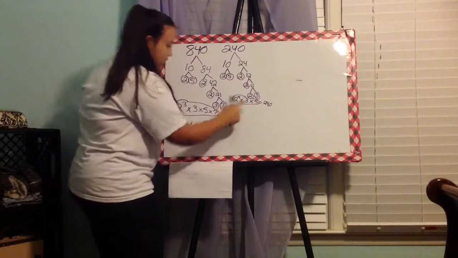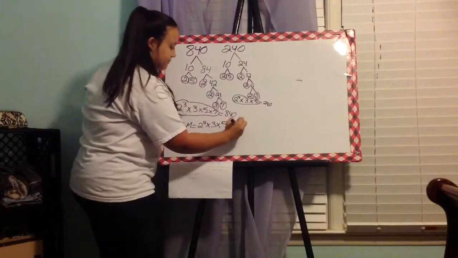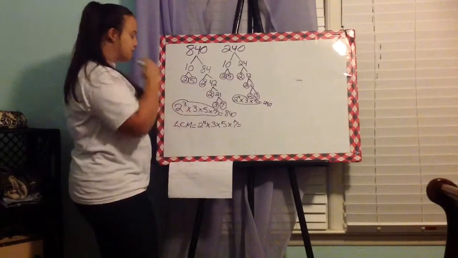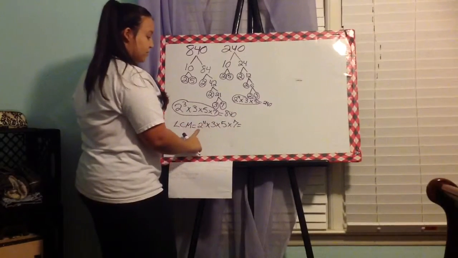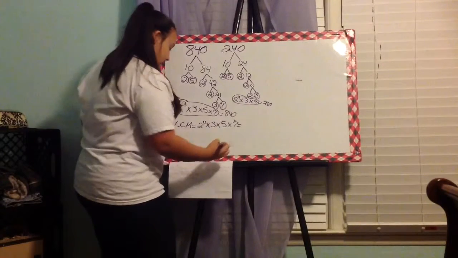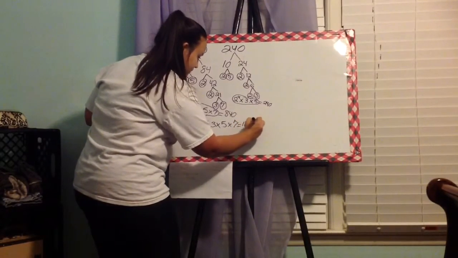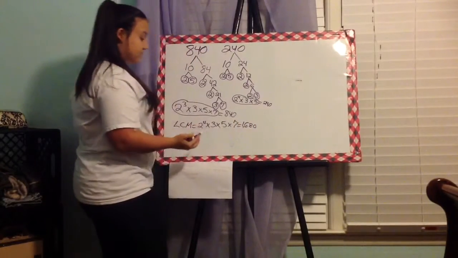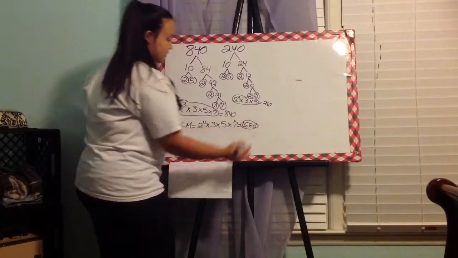And then even though this one doesn't have a 7, we're still going to bring down the 7, because that's the greatest amount of both of those. And if you multiply all those together, you're going to find the least common multiple. And the number for that is 1,680. So the least common multiple for 840 and 240 is 1,680.